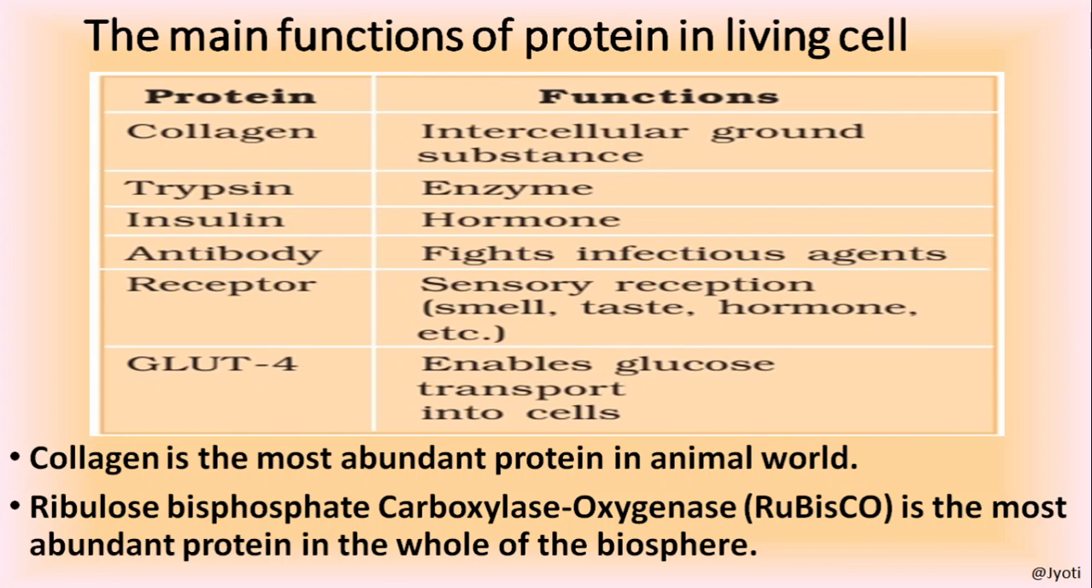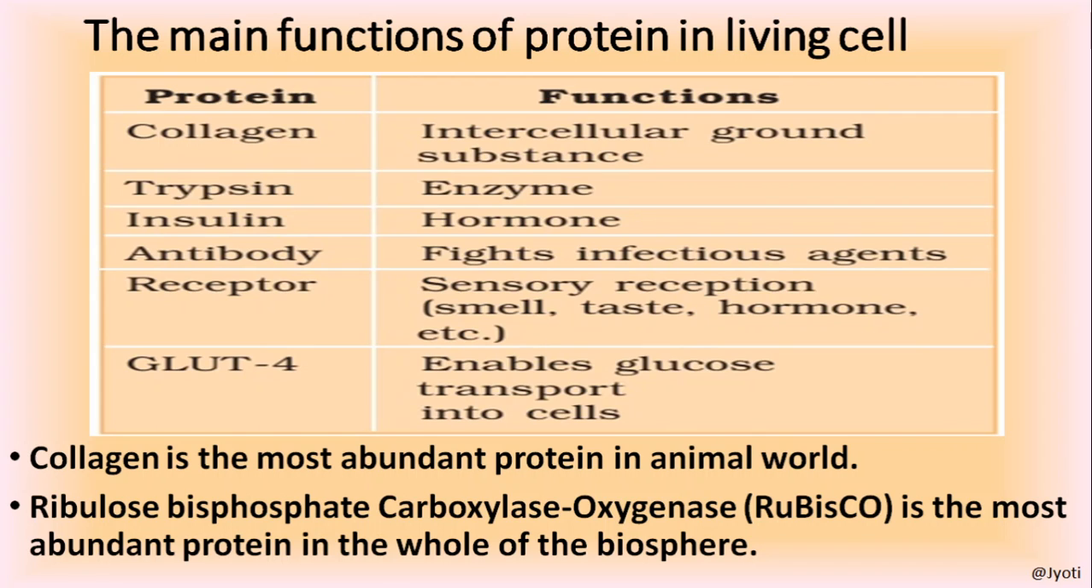Antibodies, you know, these are also proteins. They fight the infectious agents. Receptors are present in the cell membrane as well as in our tongue. They are present as receptors and they sense various stimuli. Then GLUT4 helps in transportation of glucose into the cell. Besides this, some other functions are there that we will discuss at the end.